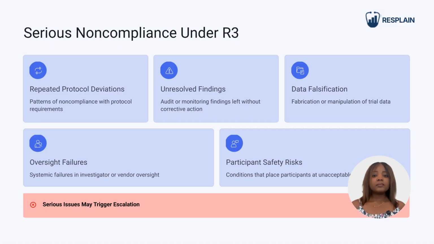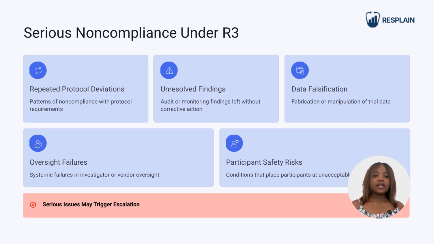R3 places much stronger emphasis on identifying, escalating, and managing serious non-compliance during clinical trials. The guidance specifically discusses situations that may significantly impact participant rights, participant safety, or the reliability of trial results. Auditors may examine whether sites recognized important issues early and whether appropriate escalation pathways were followed.